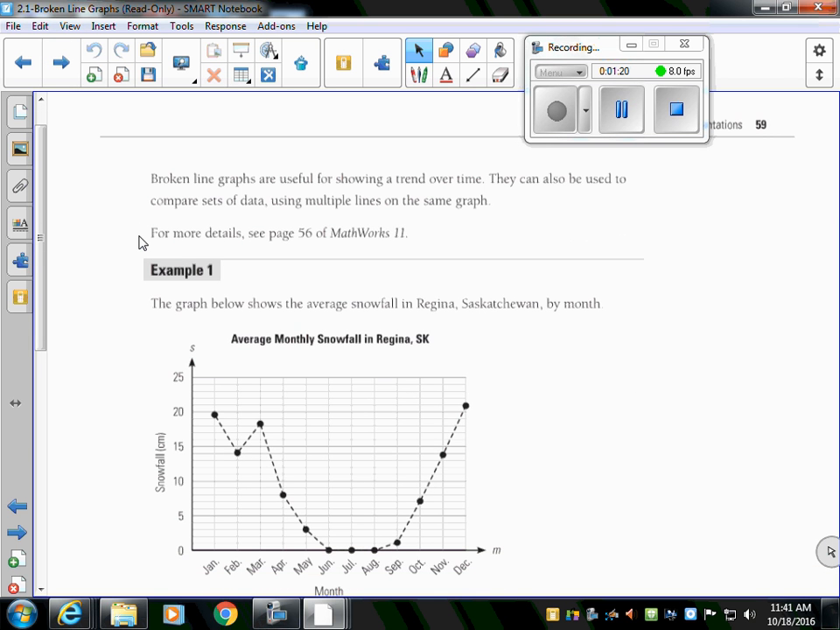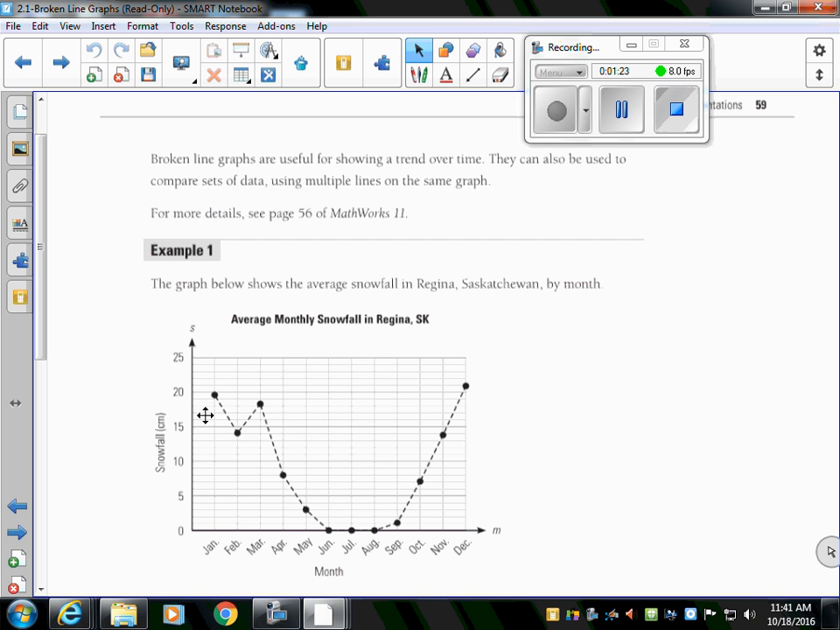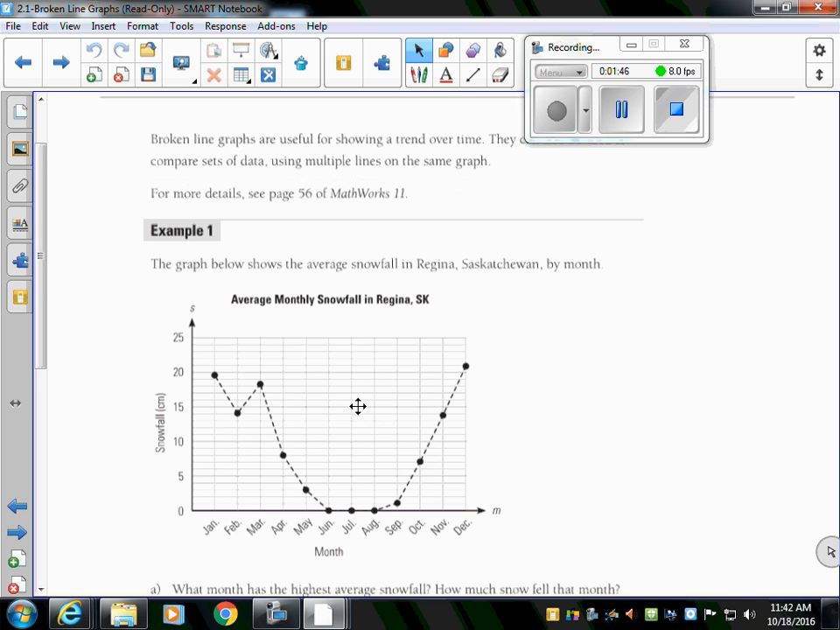Okay, so in this case, we've got a broken line graph. Remember I said connect the dots. You place all the dots on and then you draw straight lines in between each dot. It shows a trend over time. In this example, this is the average snowfall in Regina. So if we look in July, usually there's 0 snow. But in December, we get about 21 centimeters of snow if we read across.